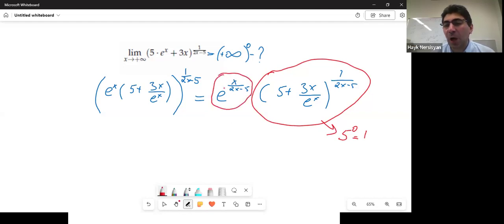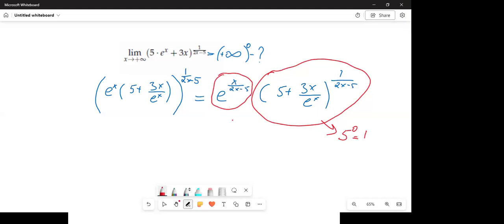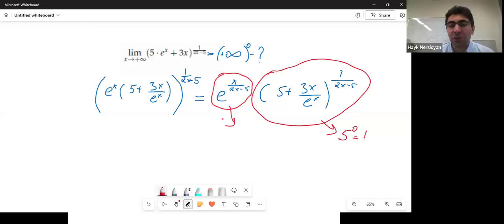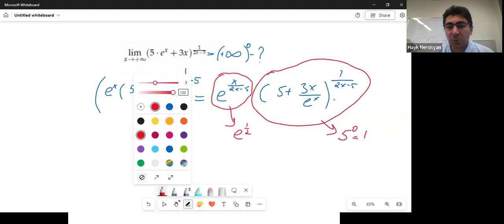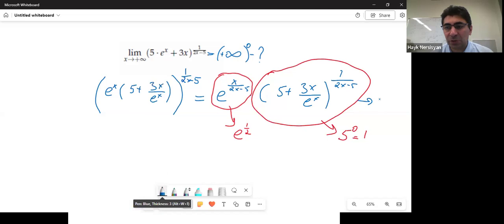And what can we say about the other term that we have here? What is the limit of the power when x goes to plus infinity? What is the limit of x over 2x minus 5? 1 over 2. Yeah, 1 over 2. So we get just e to the power 1 over 2. Combining these two together, we will get that the limit is root of e.